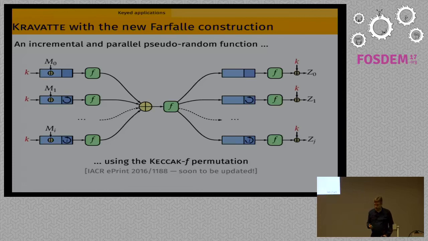So this is the Farfalle construction, and Kravatte is an instance using the Keccak permutation, but with the number of rounds really reduced to not much. So typically what we expect now is to have 6 rounds, 4 rounds, and 4 rounds. So it means 14 rounds in total. If you remember the figure with 24 rounds, that was really rock solid. So 14 rounds between input and output, that's already quite safe.